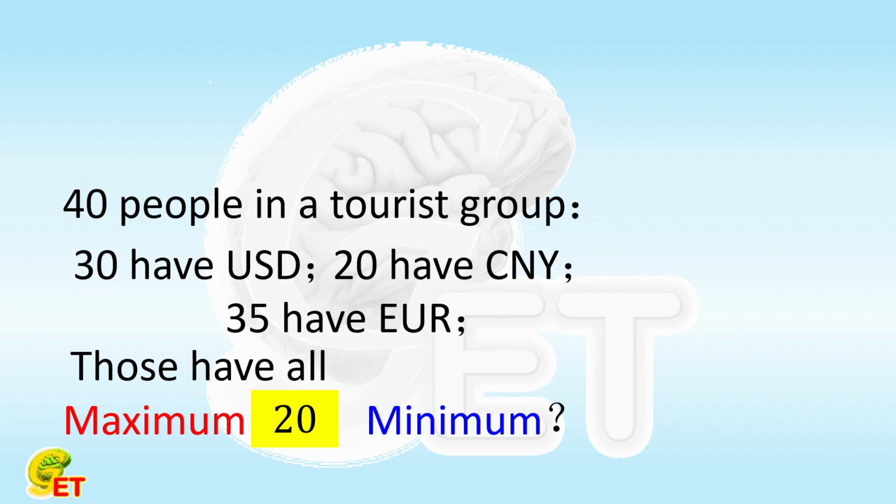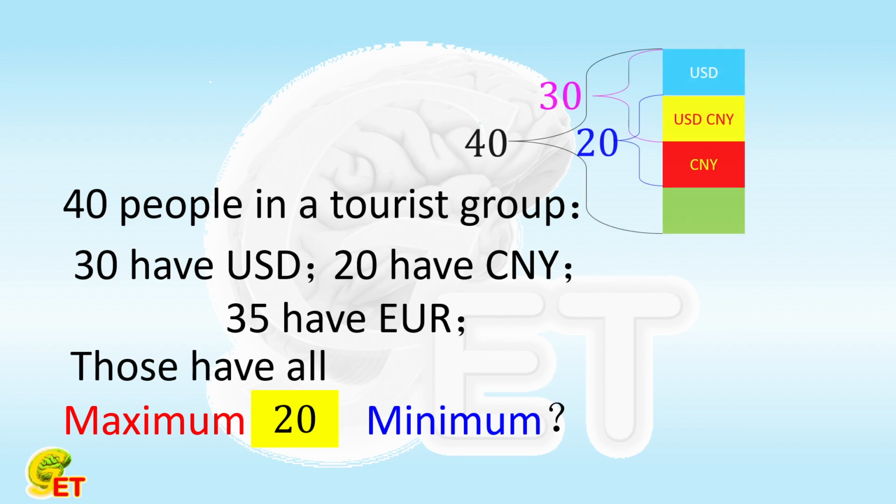Then let's look at the minimum case. We will give an intuitive answer first, followed by a detailed proof. Inspired by yesterday's question, let's first make the amount of people who don't have any currency equal to 0. In this case, there are 10 people who have both dollars and yuan, 20 people who only have US dollars, and 10 people who only have yuan.